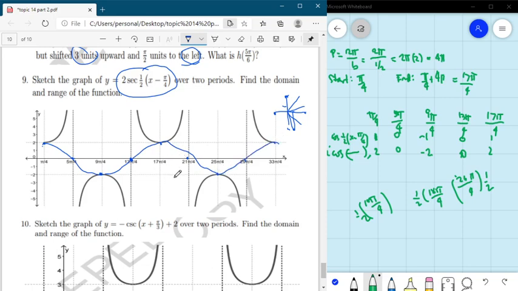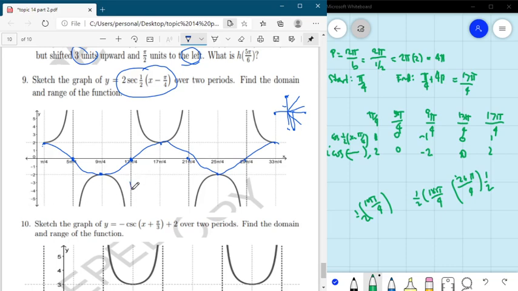Okay. Wherever your cosine is 0, that is where you make vertical asymptotes. Why? Because your secant is undefined there, since it is the inverse of your cosine. Then you place your curves on the secant graph. Okay, so after that, we need to find the domain and range.